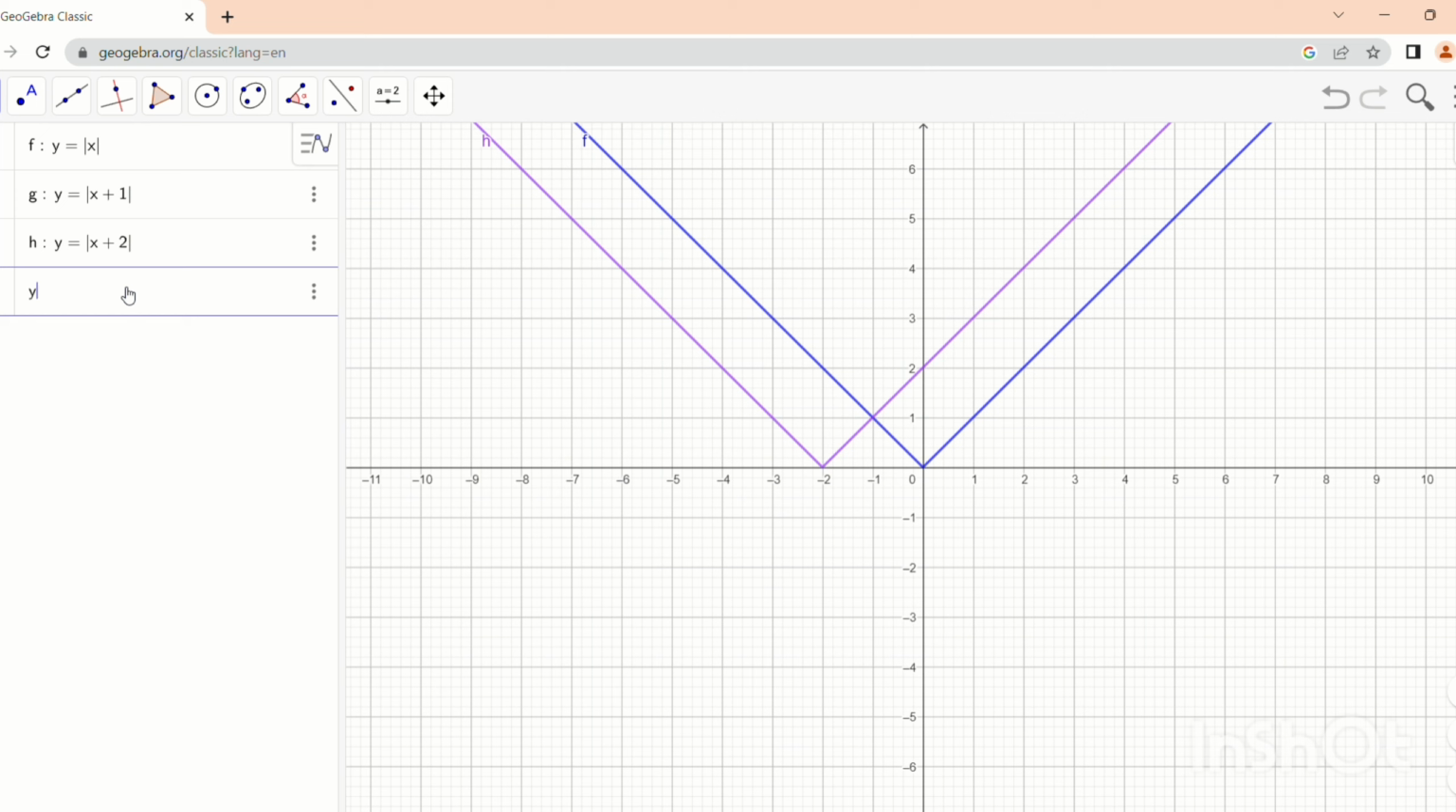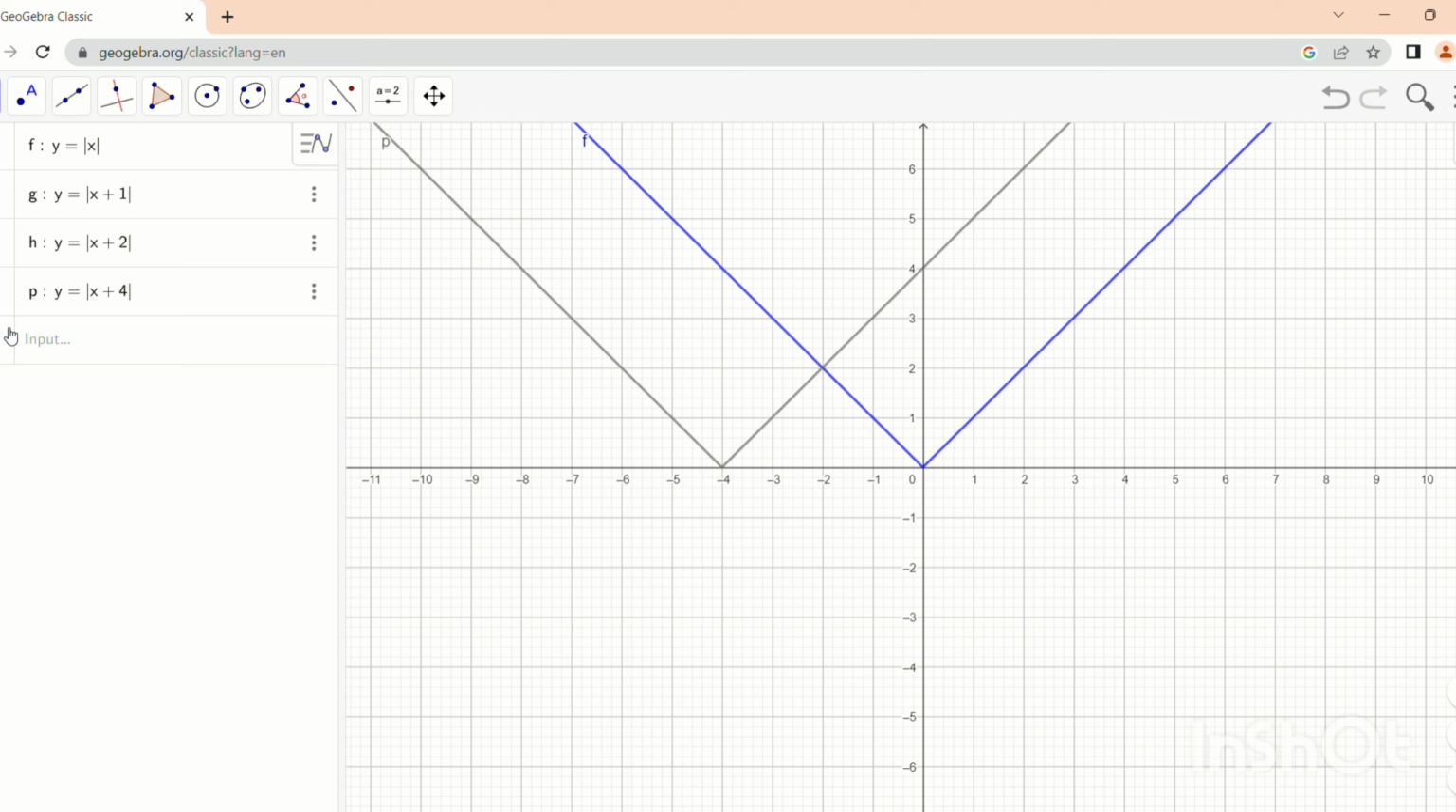Can you guess what happens when y equals absolute value of x plus 4? What is the translation or transformation done here? The graph gets shifted 4 units to the left. So these are our cases of horizontal translation to the left. That is, the graph gets shifted to the left.